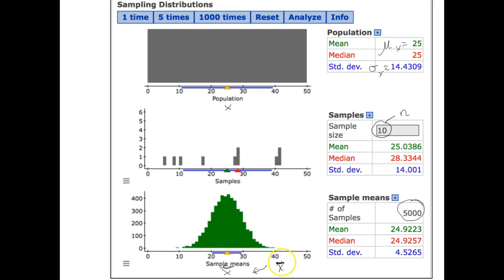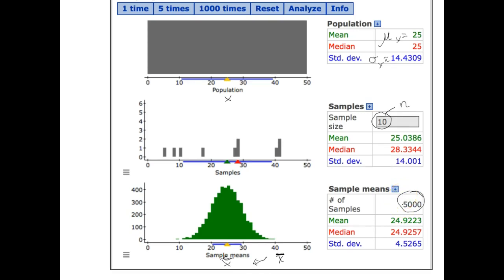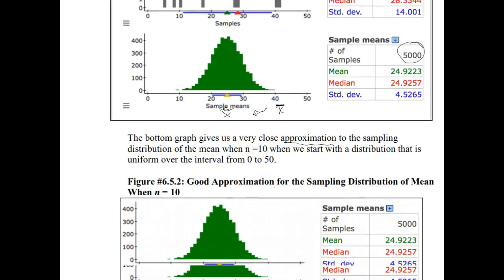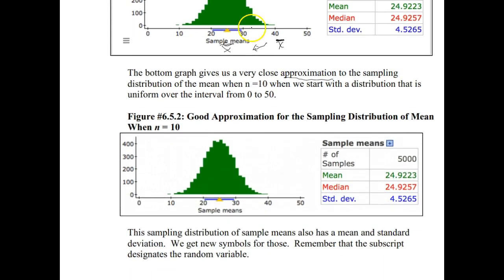Now, we certainly haven't taken every possible sample of size 10 from this population, but we've taken an awful lot of them. We've taken 5,000 of them. So this bottom graph gives us a very close approximation to the sampling distribution of the mean when n is 10, when we start with a distribution that is uniform over the interval from 0 to 50. This is just a snapshot of that bottom graph, based on 5,000 samples. And this axis down here is our x bar axis instead of an x-axis.